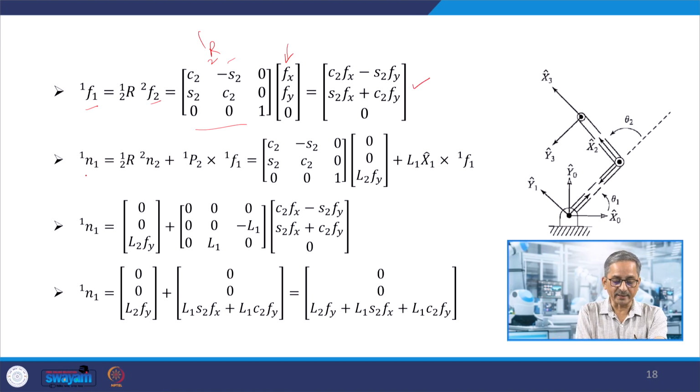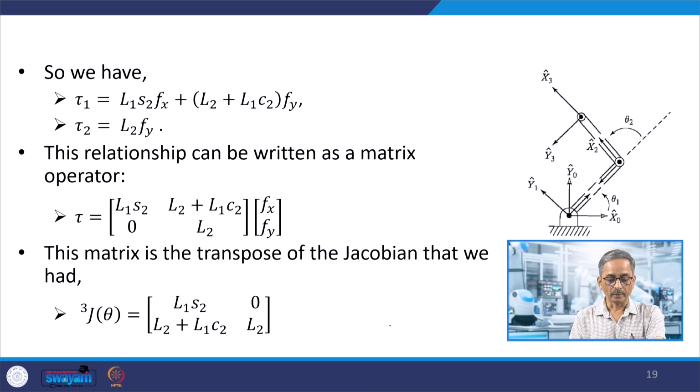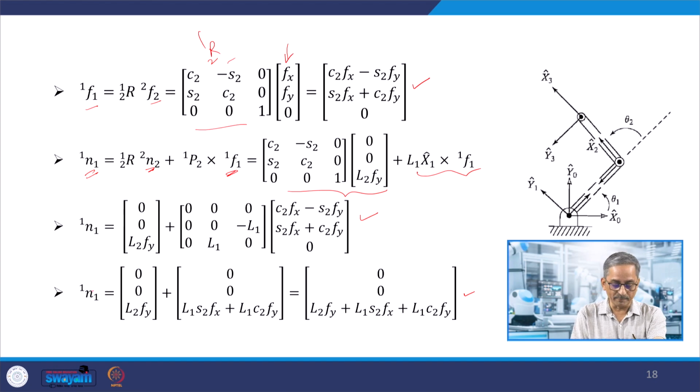Next I can evaluate N11. This N22 we have evaluated in the previous slide, and F11 we have evaluated just now. So, I can substitute these values and I can get this N11 value. After this simplification, I get this value over here. From this N11, I have to extract the z component of that. So, it is this value.